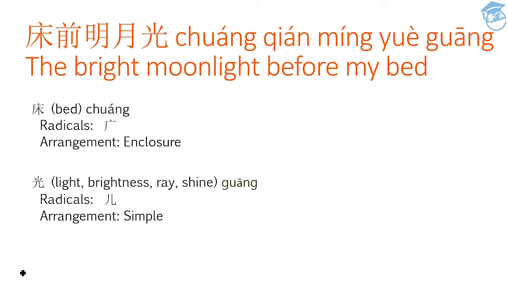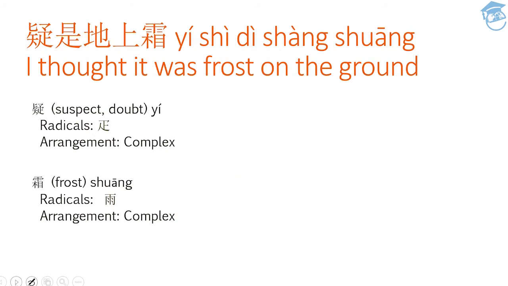So 疑是地上霜 is, I thought it was frost on the ground. So there are two new words here. The first word is 疑. 疑 means suspect or doubt. This is the pinyin 疑, and the radical is this one. The arrangement is complex. As you can see, there's left and right component, and for both components, they have the top and bottom components. So here's how to write 疑.